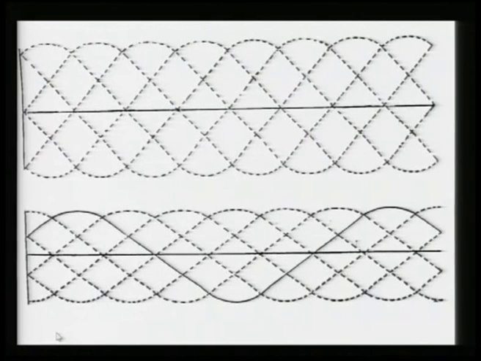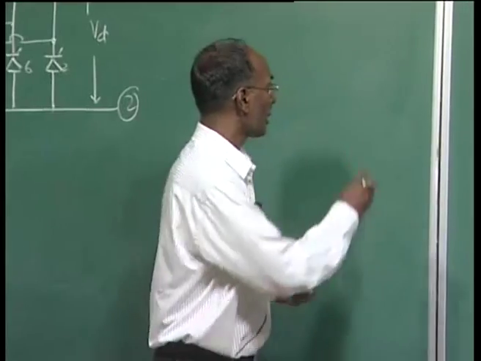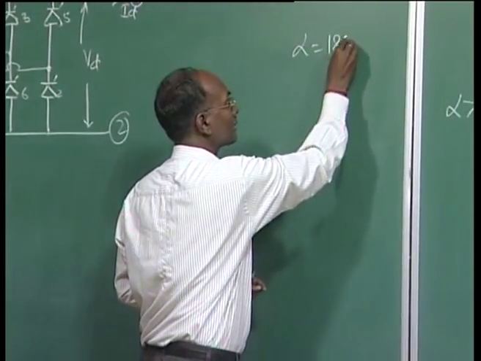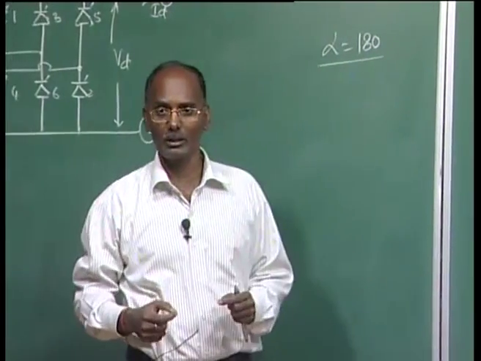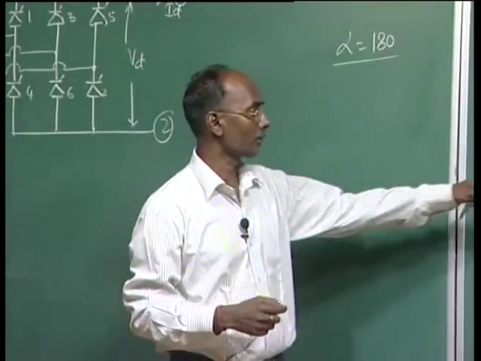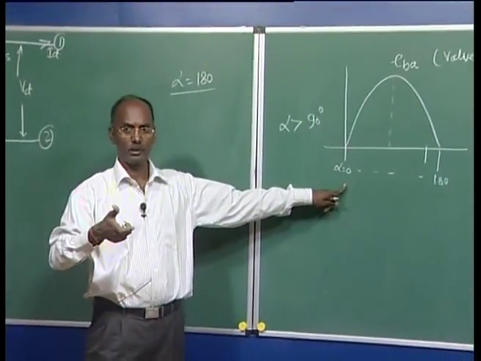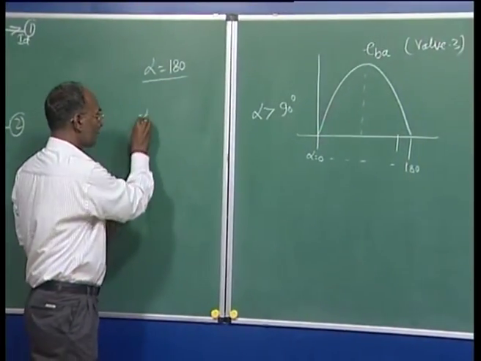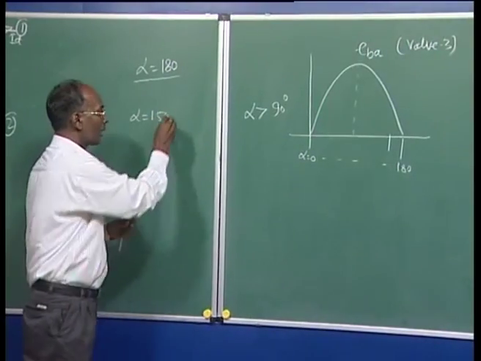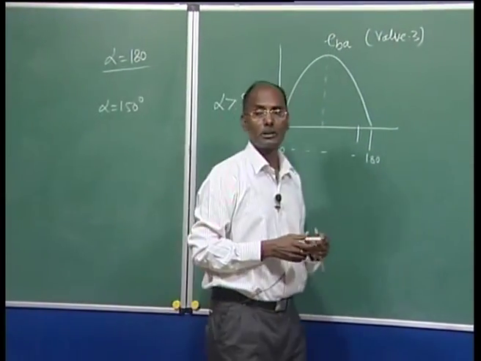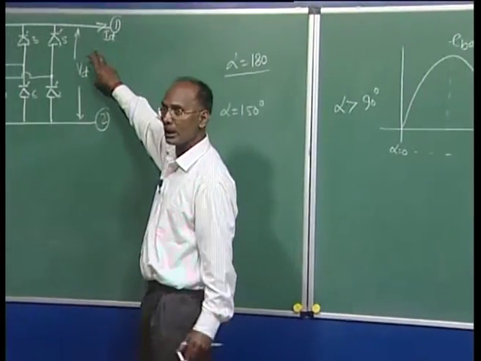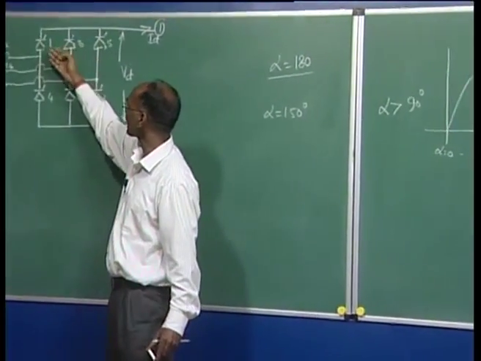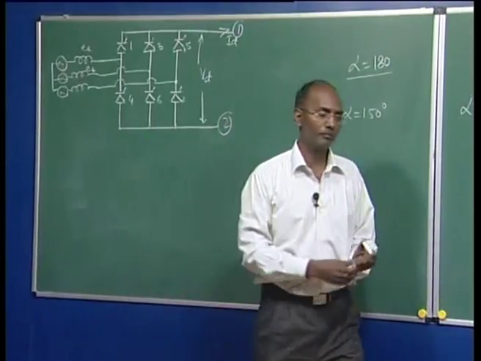Let us draw what will be the output voltage in the case of inversion. Let us suppose alpha is 150 degree. In the previous case, alpha was 180, which was just equivalent to a rectifier circuit: the voltage magnitude will be the same as when alpha was 0, only the polarity is different. Now if alpha is 150 degree, we have to draw the output voltage across this, and we will also find the voltage across any of the valves on the same figure.